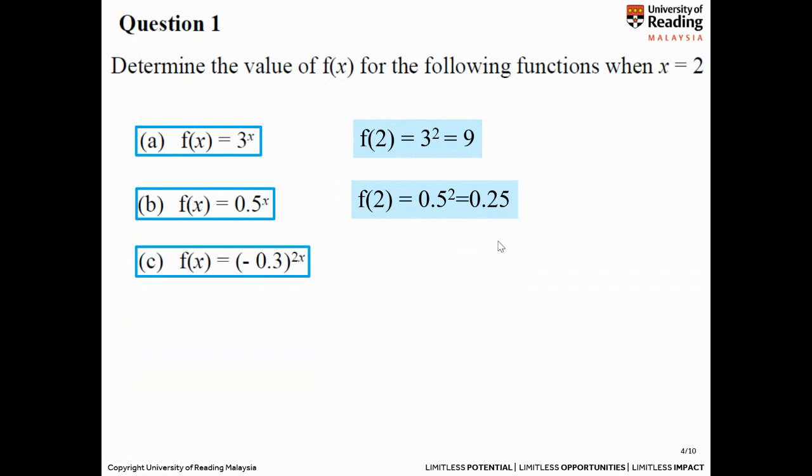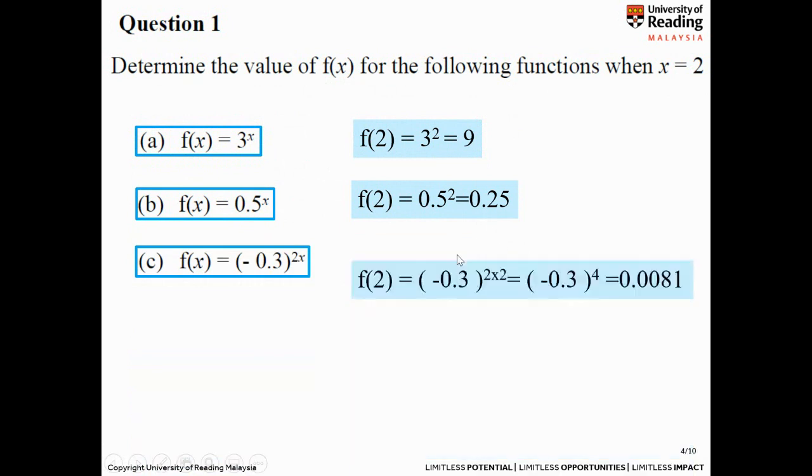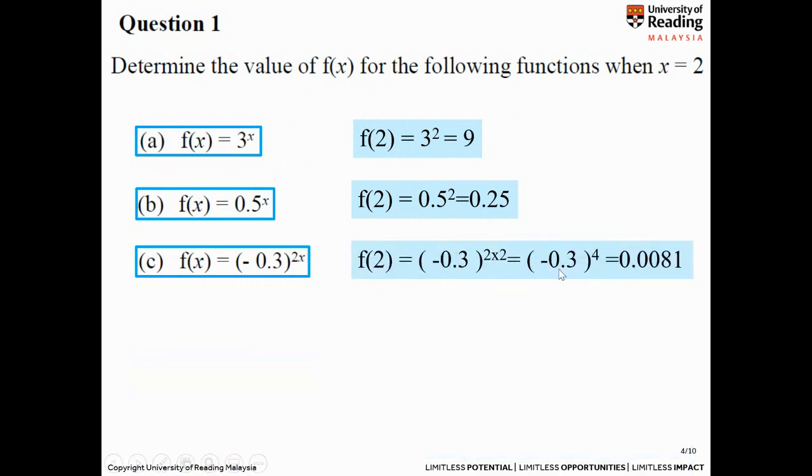So f of x with minus 0.3 whole thing power 2x. When you sub in x equal to 2, you shall get minus 0.3 to the power 4. You will key this into the calculator. Make sure you have an open bracket with a negative 0.3 to the power 4. As you are aware, when you have even power, negative number will always give you a positive value.